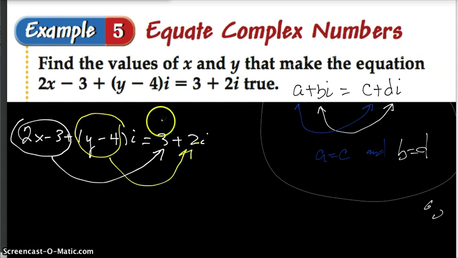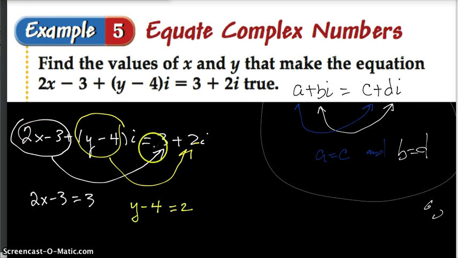Stop and let that marinate for a second before you continue looking at the video. So think about it. The real part must equal the real part. a must equal c and b must equal d because the b and d are multiplied by i. So with that, here are the equations that I get.